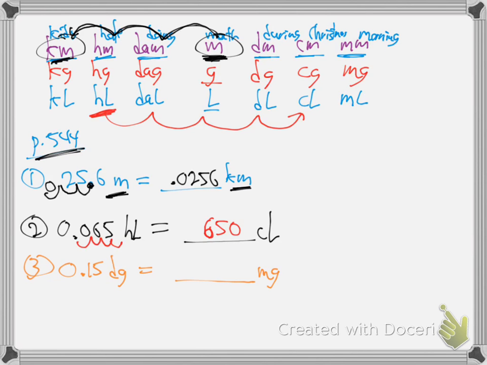So how do you get from dg to mg? Where's dg? Here's dg. How do you get to mg? One, two jumps to the right. Take the decimal, one, two to the right. 15 mg. What could be easier, right?